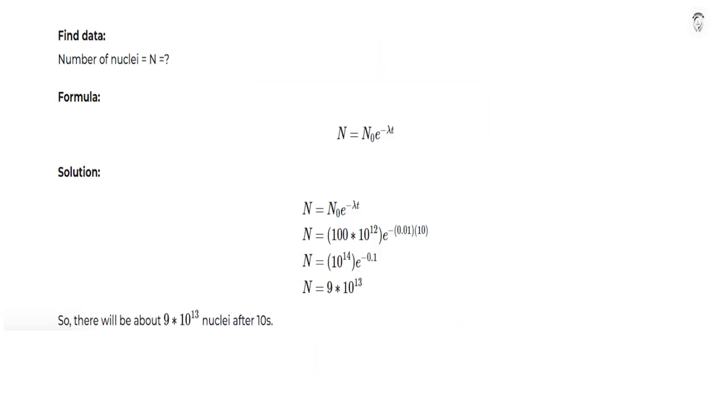We know that at time 0, that means at the start, we have a sample which contains about 100 times 10 raised to power 12 nuclei. We're just going to substitute that. We know that the decay constant is 0.01, which they have already given us. Time is also given, which is 10. So what is our number of nuclei? If we solve this, we come to know that our number of nuclei is 9 times 10 raised to power 13 nuclei after 10 seconds.